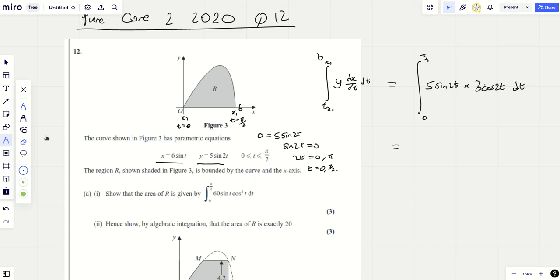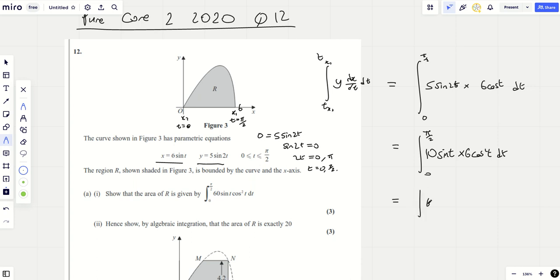Oh, and I've written 2t there. That should be just t. Let me just check that. I've done that so badly. I am so sorry. It's 6 cos t here. That's better. Now we can just use the double angle on sine here. We're going to get 10 sine t cos t multiplied by that 6 cos t. So we're going to get 6 cos squared t, and it works out all very nice at the end. Apologies for that. That was a very bad bit of differentiation there.